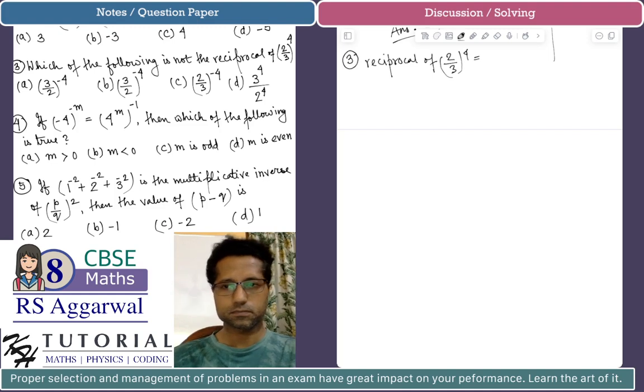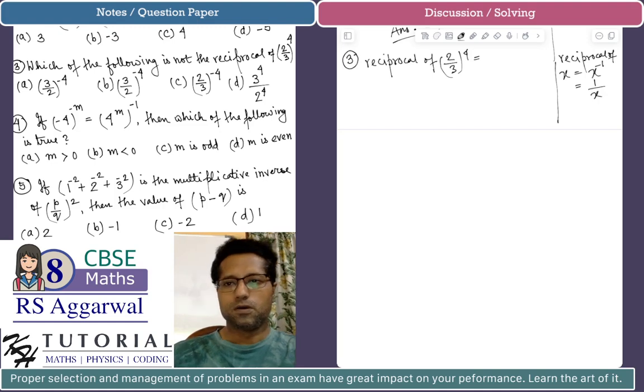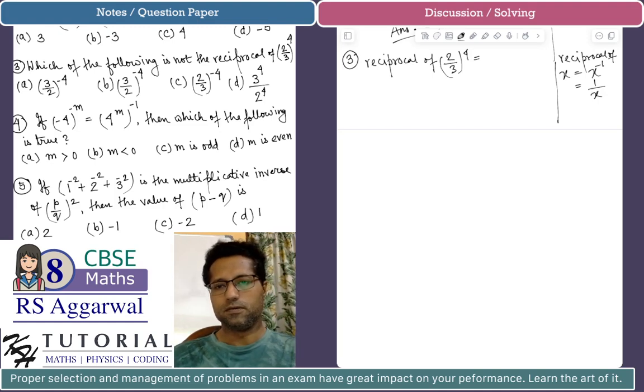By notation, we know that the reciprocal of any non-zero rational number x is x to the power minus 1, and its value is 1 by x. So the reciprocal of (2/3) raised to the power 4 is: (2/3) raised to the power 4, which is the given number, and we have to raise this whole to the power minus 1.